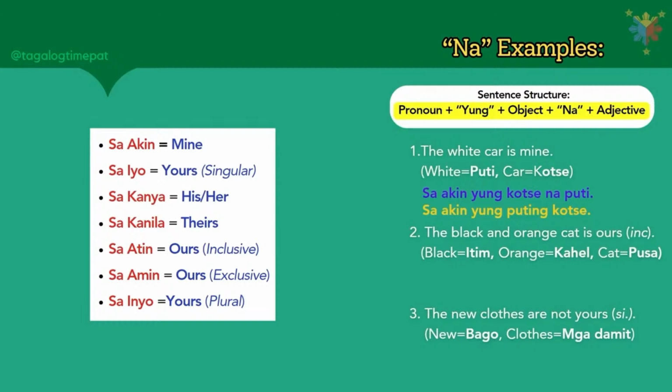All right, number 2, the black and orange cat is ours, inclusive. Black is itim, orange is kahel, cat is pusa. It would be, sa atin yung pusa na itim at kahel. Remember to say and if you have more than one adjective, it's just the word at. That means and. Now, the alternative way to say this would be, sa atin yung itim at kahel na pusa.